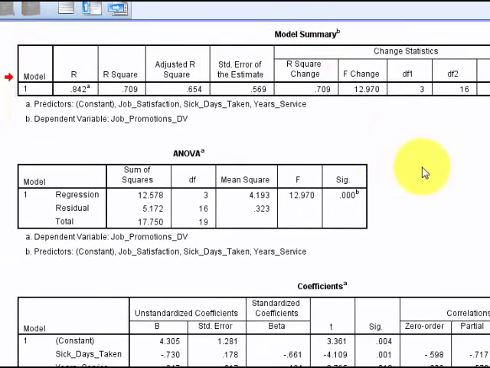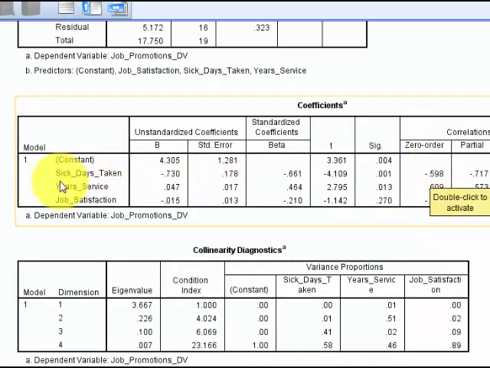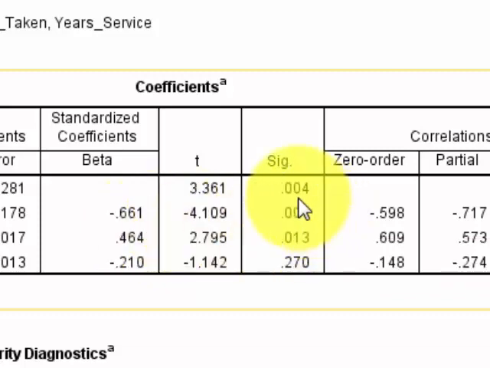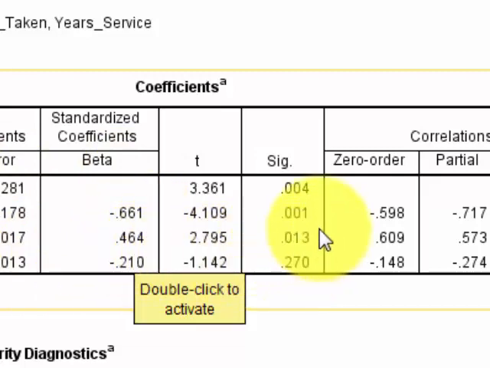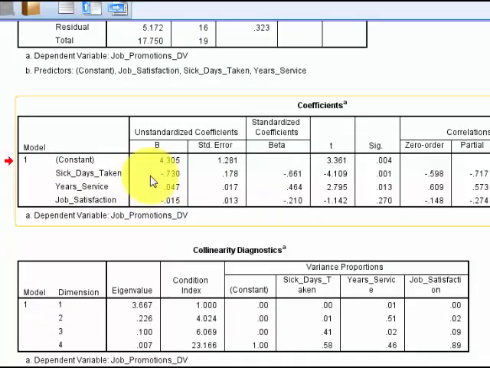So let us continue. Here's your coefficients box. And this will tell you which of your predictors are significant. So let's look at sick days. You go to the beta weight, negative 0.661. So in other words, the less sick days taken, the more promotions, and it is significant. Right? Years of service. So that means the longer you've been in, the more promotions you're going to get, and that too is significant. Job satisfaction, it is not significant. Okay? So job satisfaction really doesn't have anything to do with the number of promotions you're going to get.